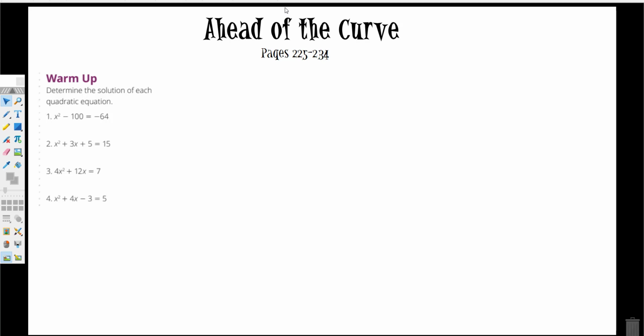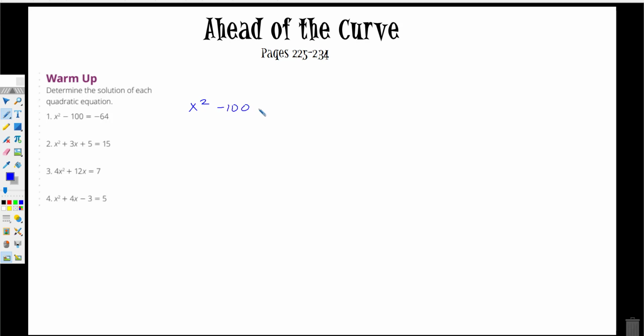So we are going to be doing Ahead of the Curve, which to start off with, is just kind of reminding us how we solve some of these equations. When there's no b, it's easiest to factor, or to take the square root of both sides.